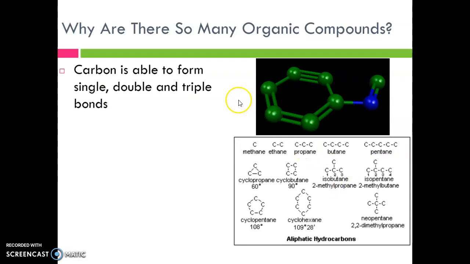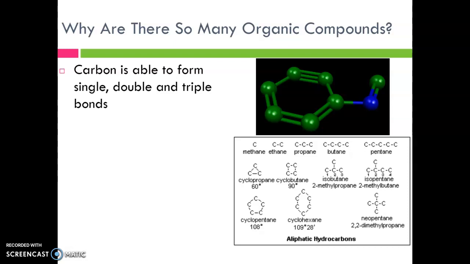So carbon is able to form single, double, and triple bonds. That means it can share 1 set of electrons, it can share 2 sets of electrons, or it can share 3 sets of electrons with other atoms and form other molecules.